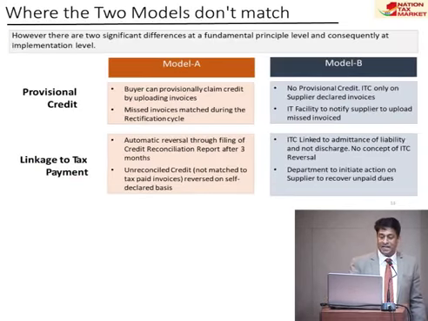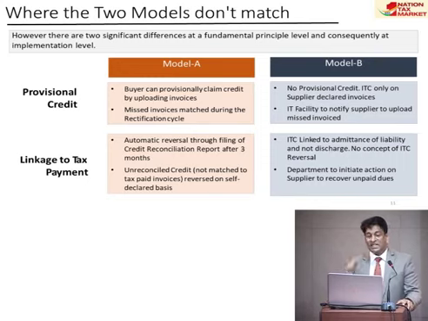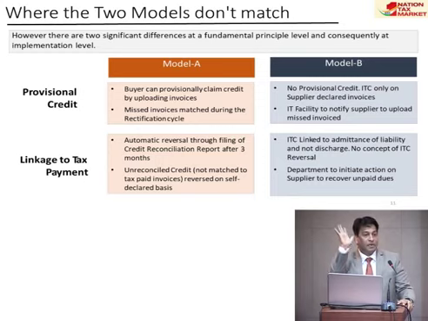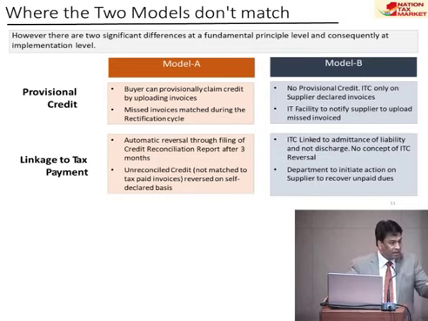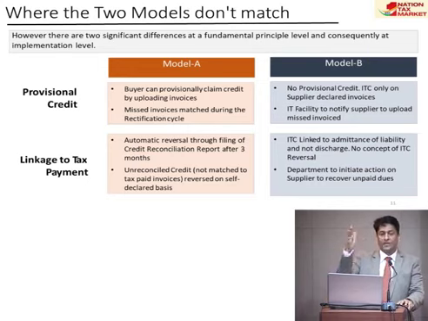However, there are two significant differences at a fundamental principle level and consequently at implementation level. The first one is provisional credit. Model A is permitting provisional credit, Model B is not permitting provisional credit. What Model A says is that the buyer can provisionally claim credit by uploading invoices. Model B says no provisional credit, ITC only on supplier declared invoices.